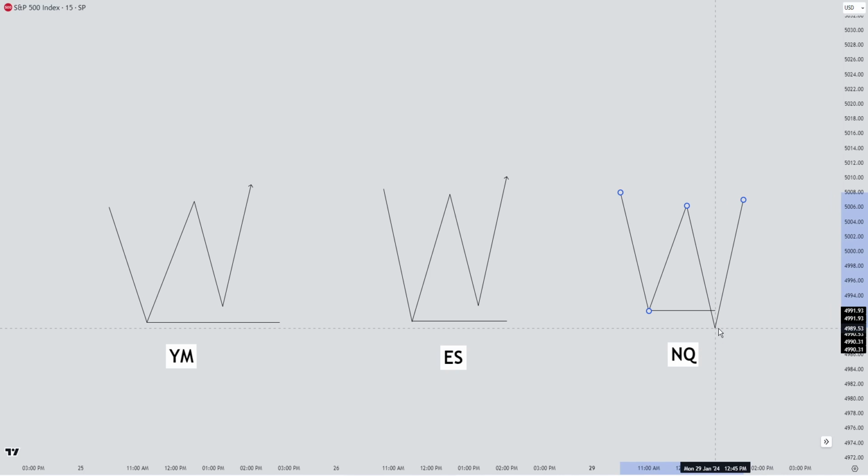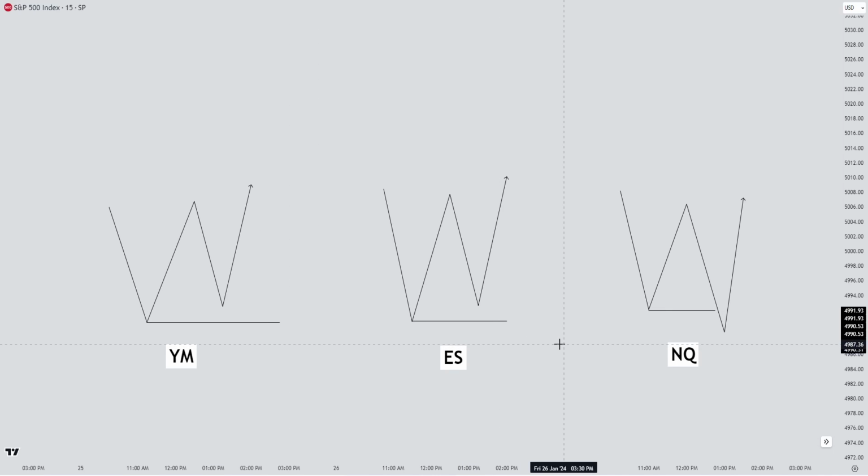When one of those assets, doesn't matter which one, breaks that correlation, and then instead of making the higher low, like the other two are doing, we see a cracking correlation from those two assets and it makes a lower low, that is SMT divergence. It's as simple as that. So NQ makes the lower low, ES makes the higher low, YM makes the higher low. This is bullish SMT divergence.